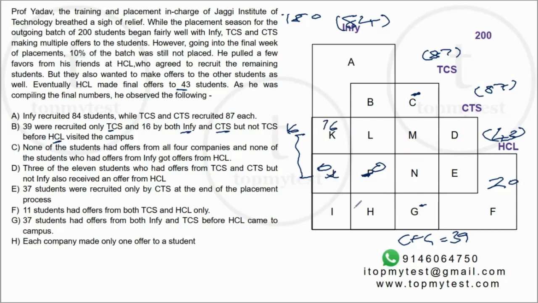Right? I will be 0. H will be 0. So nobody is in both Infosys as well as HCL. So this makes life easier for us. This makes life a little easier for us, right?